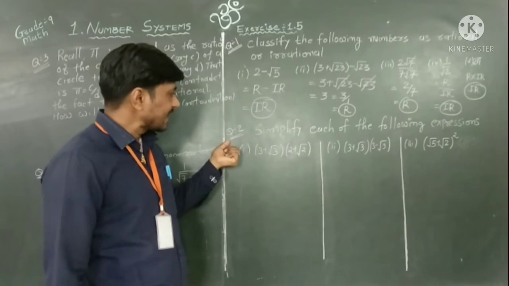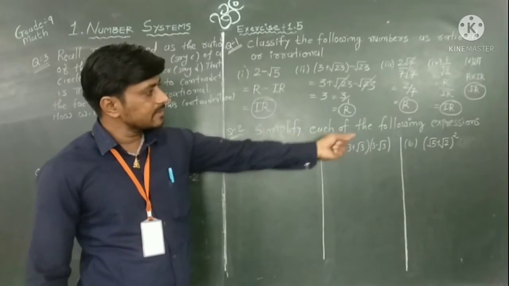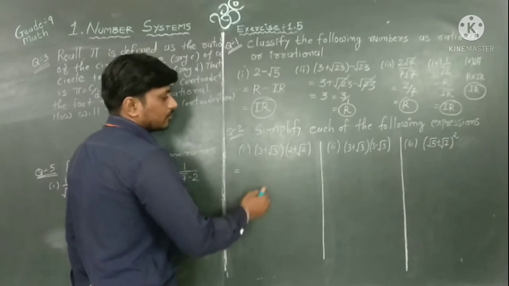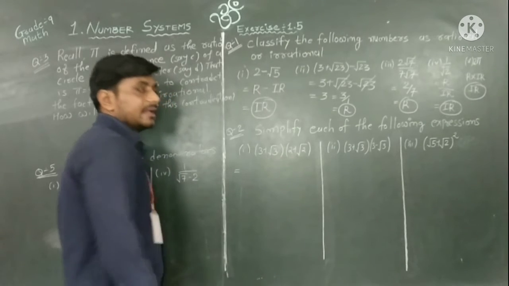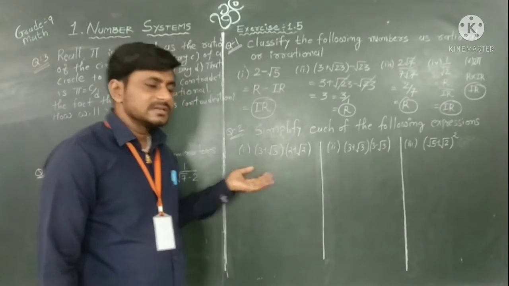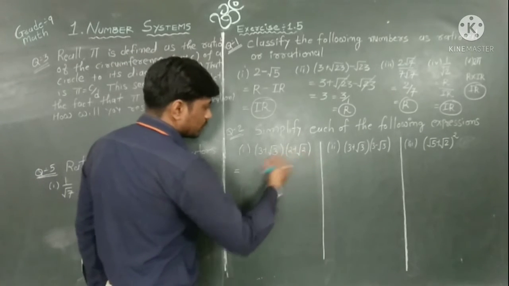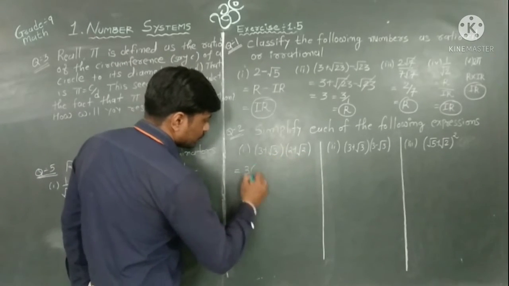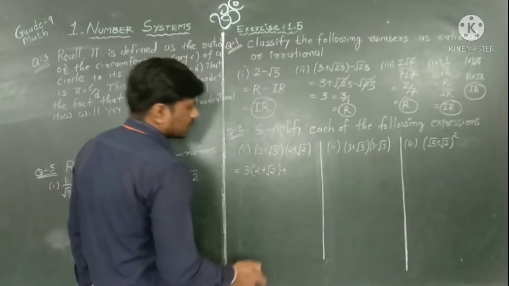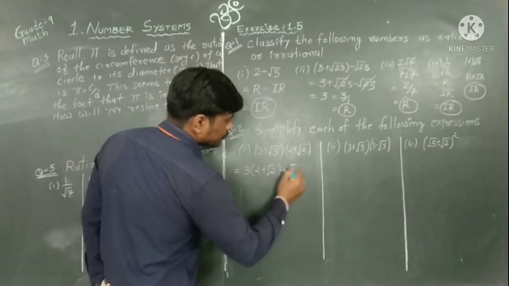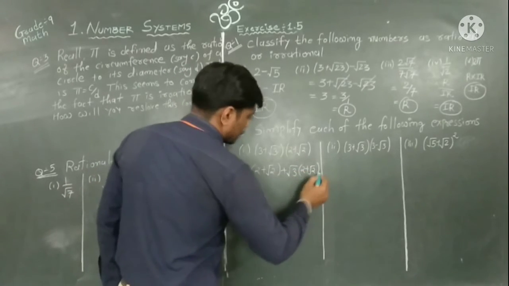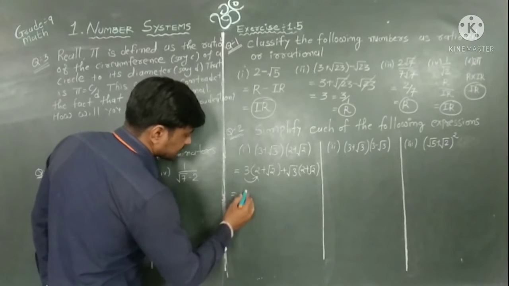Okay. Now look at the second example. Simplify each of the following expressions. Now here we have to multiply these two brackets. In previous grades we have done many types of examples. Simply just multiply these two brackets. So I write 3 into this bracket, 2 plus under root 2, plus root 3 into again this bracket, 2 plus root 2. Now 3 into 2 that means 6.